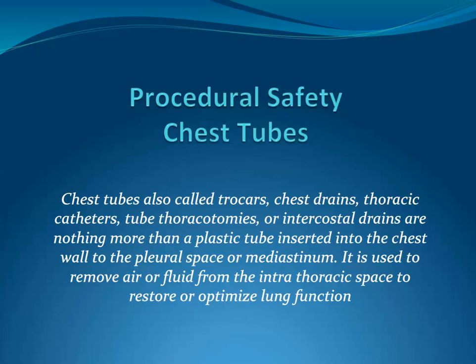Chest tubes, also called trocars, chest drains, thoracic catheters, tube thoracotomies, or intercostal drains, are nothing more than a plastic tube inserted into the chest wall, to the pleural space or to the mediastinum. It is used to remove air or fluid from the intrathoracic space, to restore or optimize lung function.